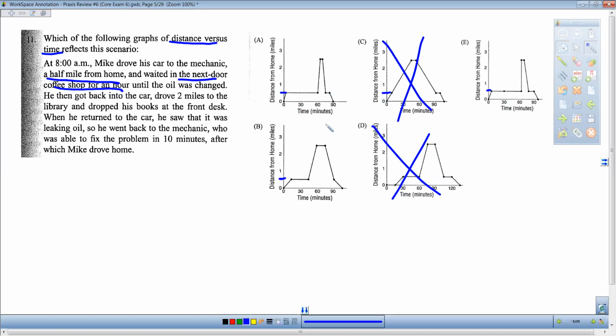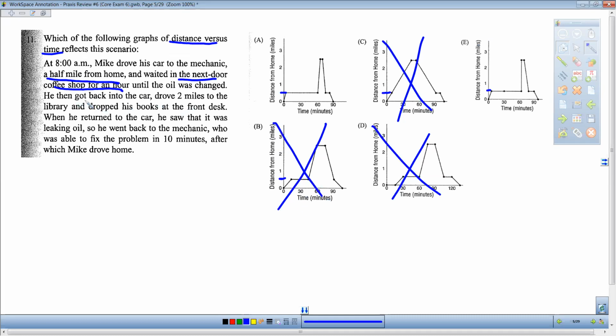So A and E are very similar. This one shows a drive, but not quite the wait for an hour. So B is out. So we're looking between A and E.